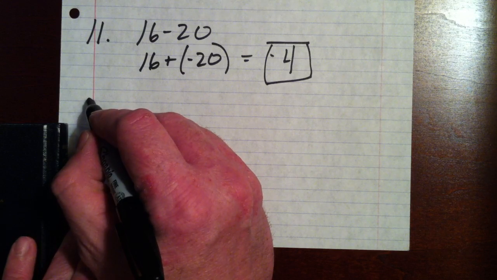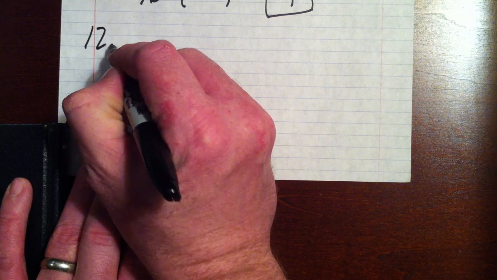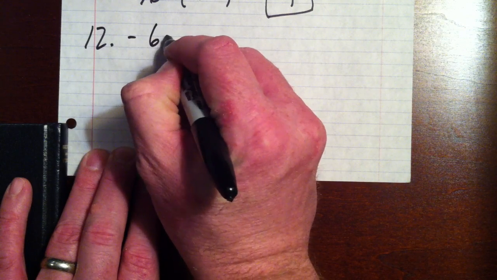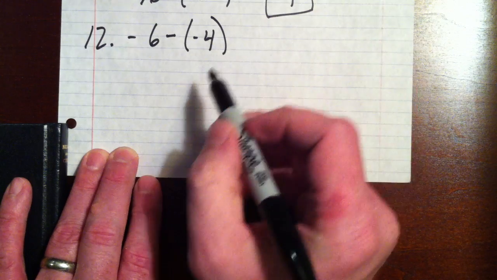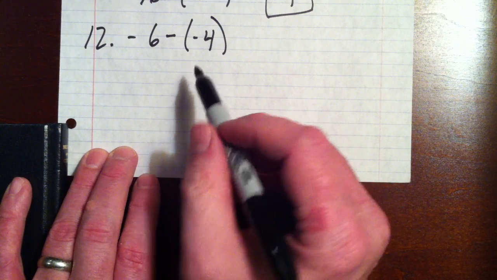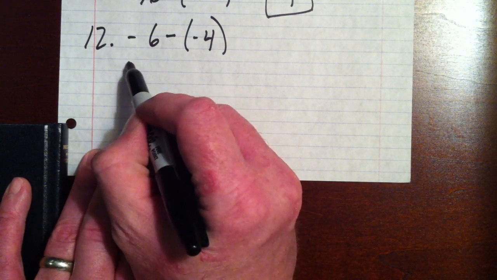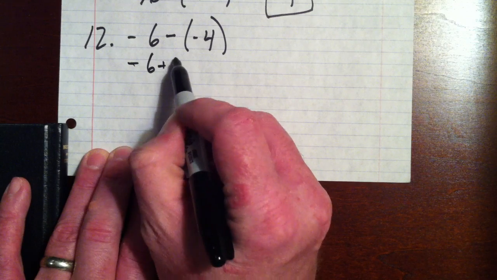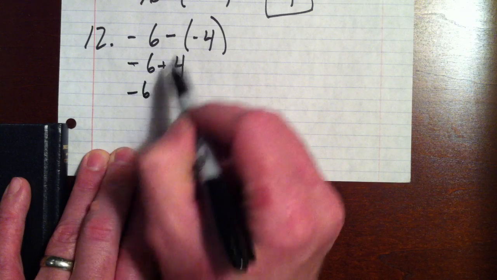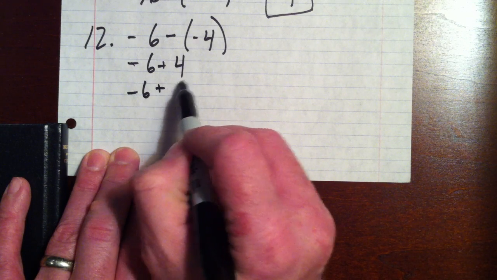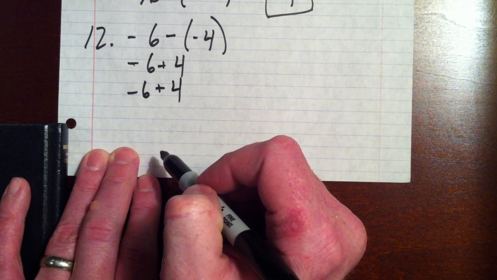Now, we have kind of an oddball here for number 12. 12, as we know, is negative 6 minus a negative 4. Now, you can do this one of several different ways. You can remember that anytime you see a minus, a negative, that's a plus, which will make this 6 plus 4. You can keep, change, and flip. Keep negative 6. Change this to a plus, and that makes this a positive for you, so you just keep it like that, and voila, we have the same thing.